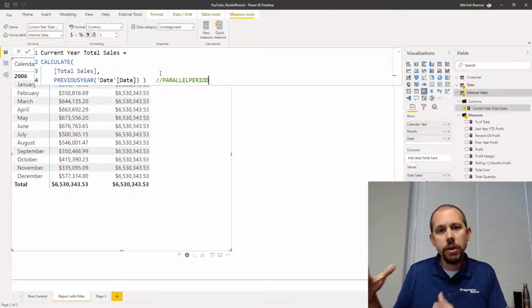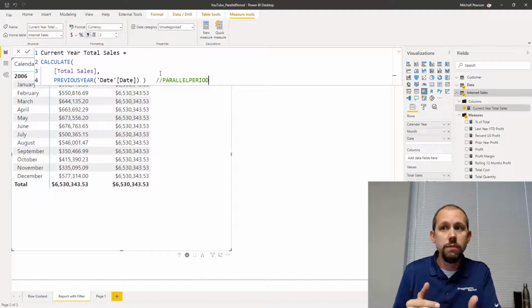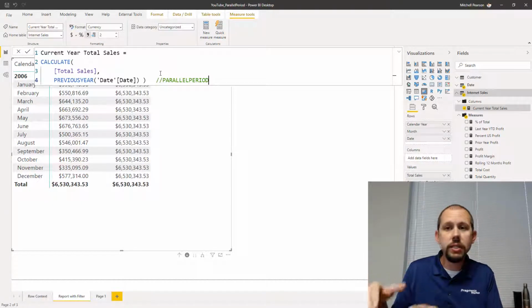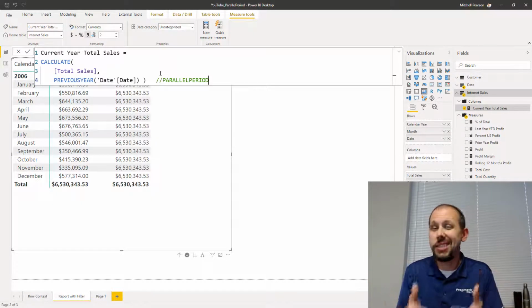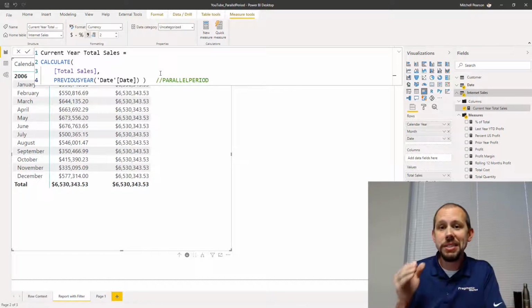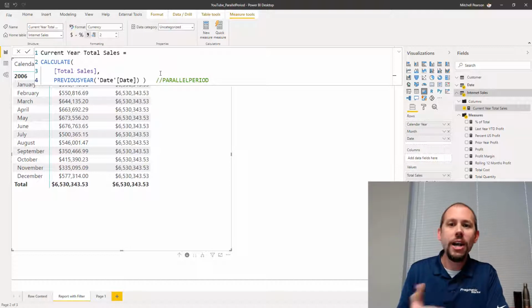And what parallel period does is it goes back to the period you specified within the interval that you specified, and it returns all of the dates irrespective of the filter context. And like I said before, sometimes this is really awesome, and it lets us do some really cool stuff in DAX.